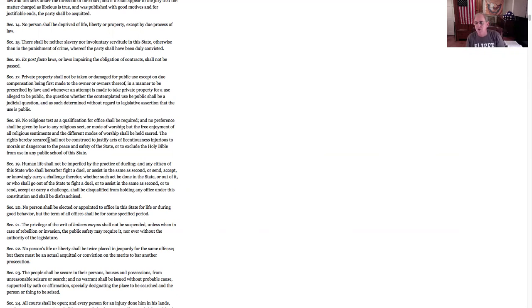Now, the rights hereby secured. What rights hereby secured? Number one, no religious test. No preference by law to any religious sect over another one as the official church of the state, as the case of one was the Church of England at the time. And then also the free enjoyment of all religious sentiments and various modes of worship. Those are secured. Okay, that's what it says. So religious rights are secured.